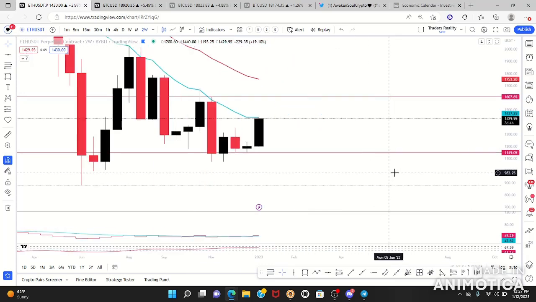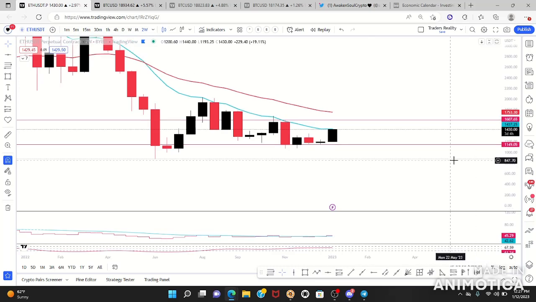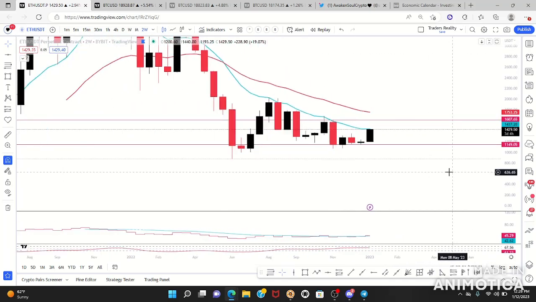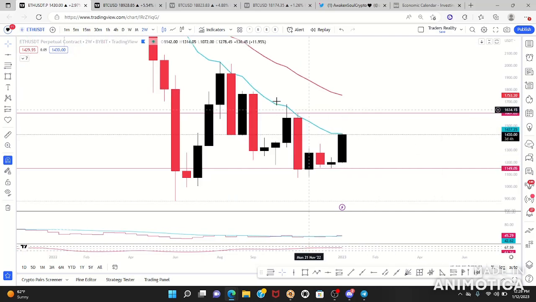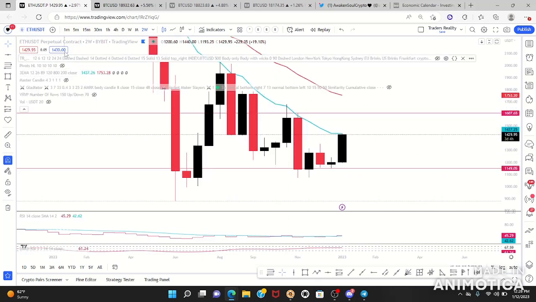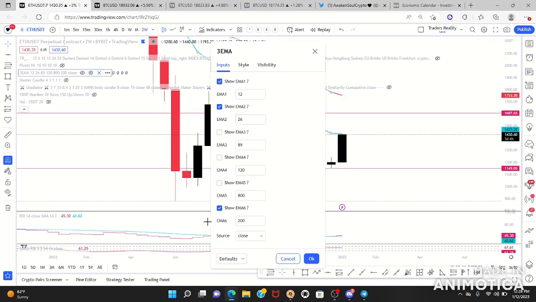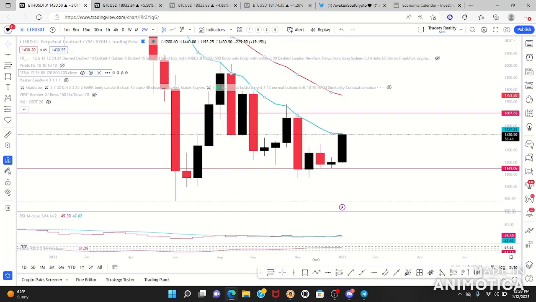Once we're done within the two-week time frame, just visually we could see that we've been going on the downtrend, and it seems like it's finding a little bit of resistance right now on my EMA. And I like to use the 12 and the 26. 12 and 26. Oh yeah, and the 200. Can't miss the 200. Really critical.